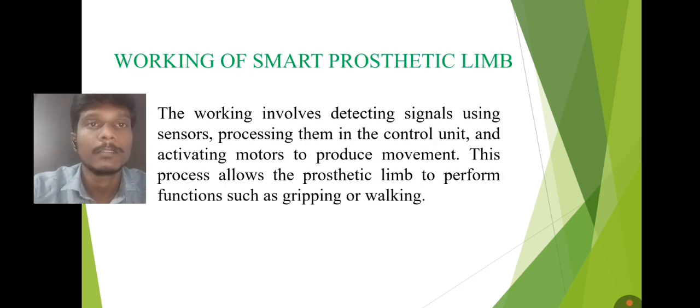Next, working of the smart prosthetic limbs. It involves detecting signals using sensors, processing them in a control unit, and activating motors to produce movement. This process allows the prosthetic limb to perform functions such as gripping or walking.